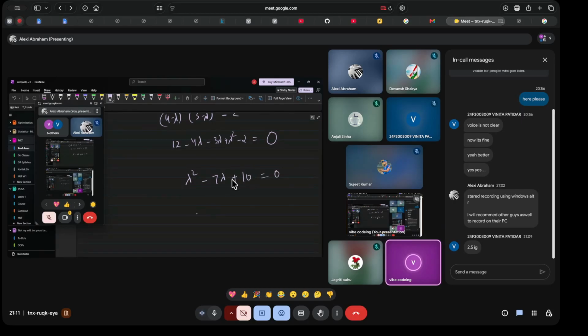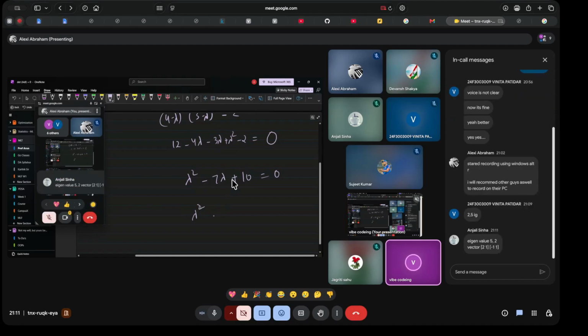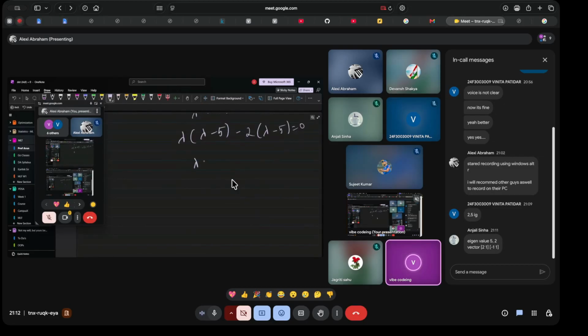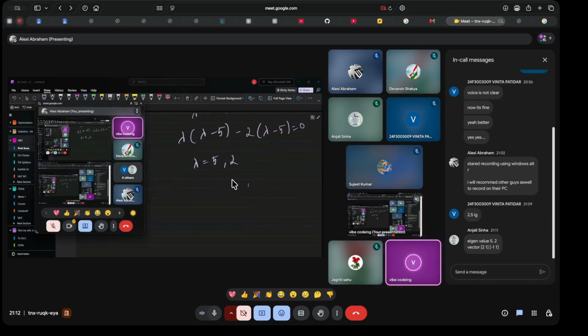So Vinita's answer is correct. Yeah, Anjali is also correct. Maybe we will check the vector. Yes, I got 5 and 2. Okay. Now you have to find out the eigenvector also.